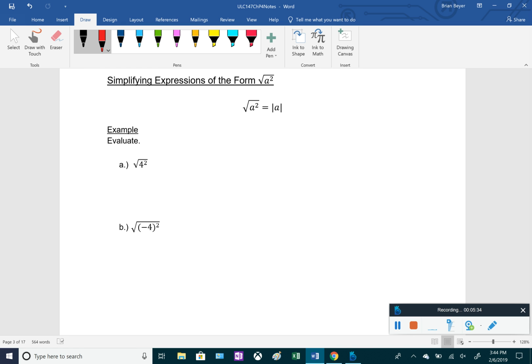So if we're taking the square root of something squared, it actually equals the absolute value of that something. For example, the square root of 4 squared equals the absolute value of 4, which is obviously just 4. Another way to think about it is square the number first and then take the square root. For the next one, the square root of -4 squared equals the absolute value of -4, which is also 4.